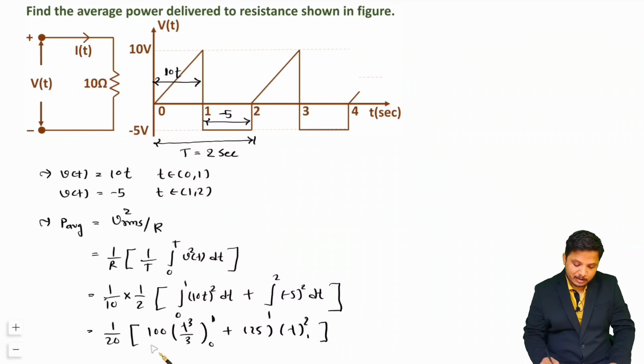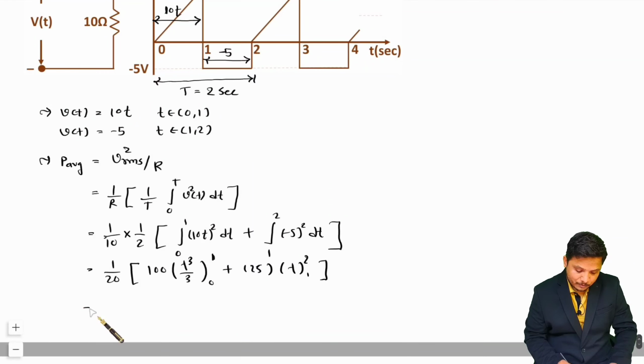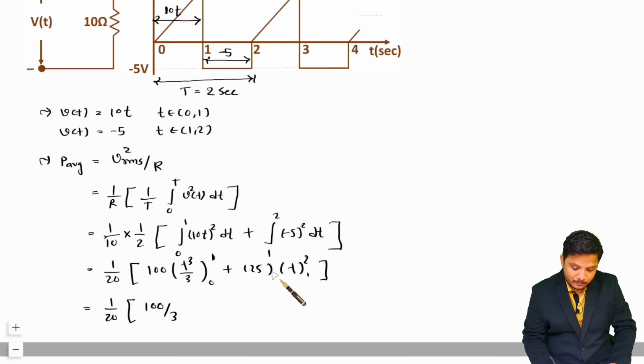Now just substitute the limits and you will have the exact value. So 1 by 20, and this will be 100 into 1 by 3, as when you substitute 1 it will be 1 by 3, and when you substitute 0 at the time it will be 0. So this will be 100 divided by 3, and for this, when you substitute limit 2 at the time, 2 minus 1, so that will be 1 into 25, so plus 25.